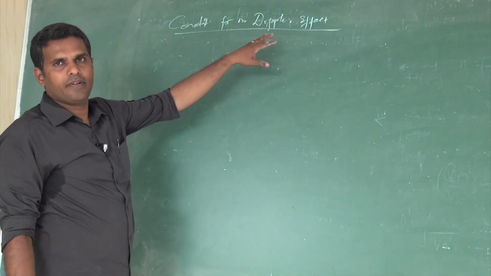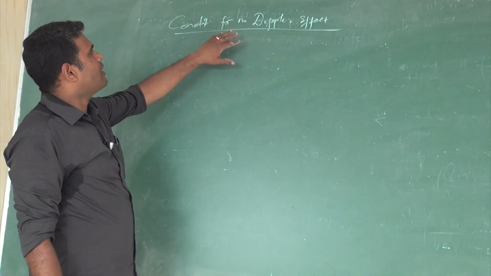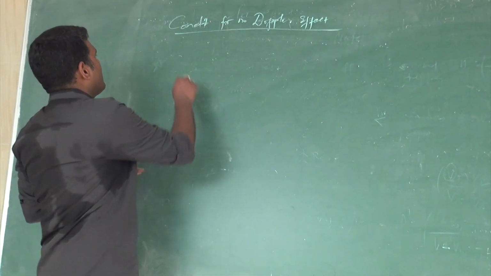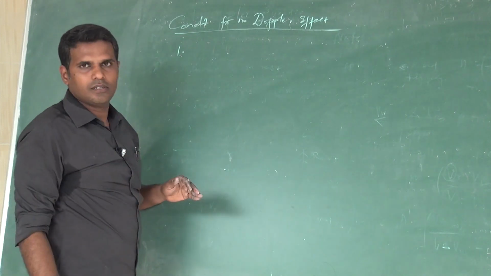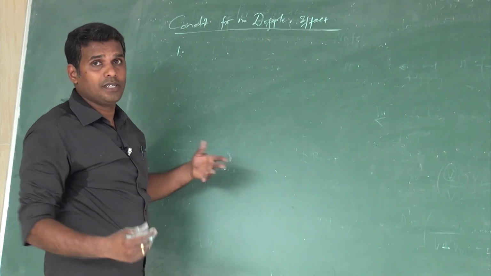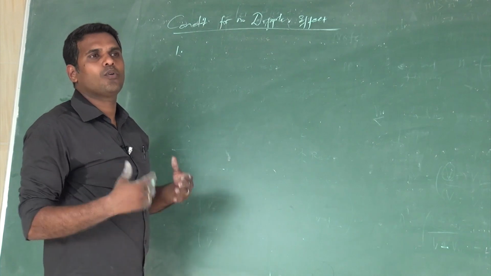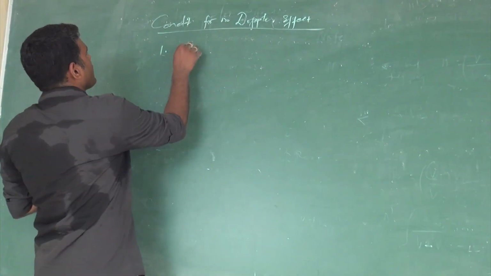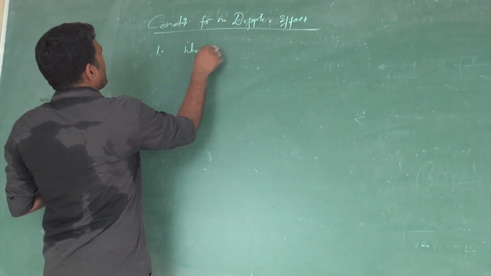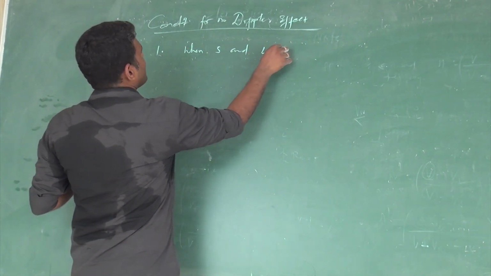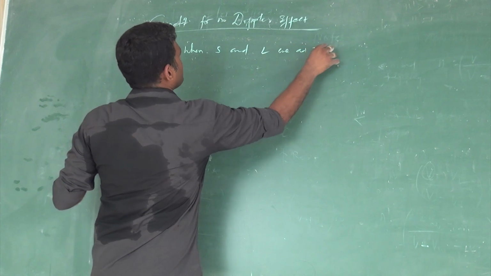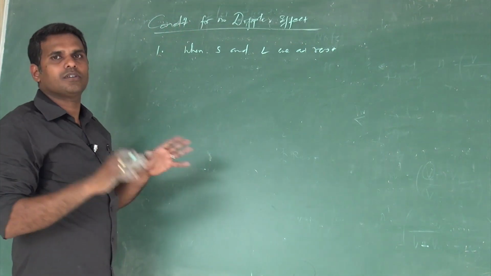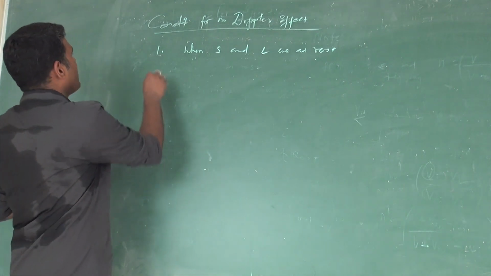Conditions for no Doppler effect. When we will not get any Doppler effect. Under the following circumstances, we won't get any Doppler effect, which means the apparent frequency and the original frequency of the sound waves are the same. First one, when the source and the listener are at rest, then there will be no Doppler effect. If the sounding source and the listener are at rest, then there will be no Doppler effect.